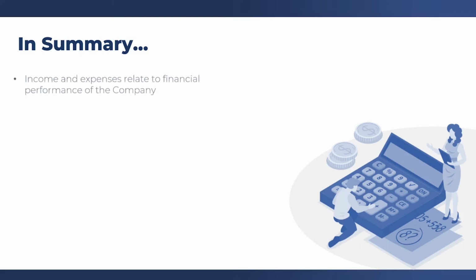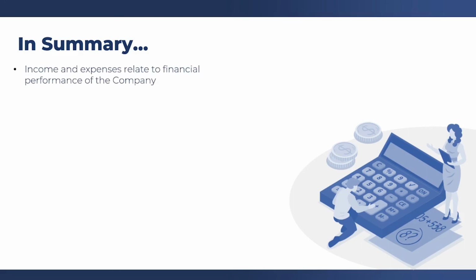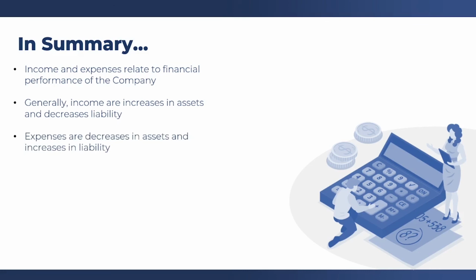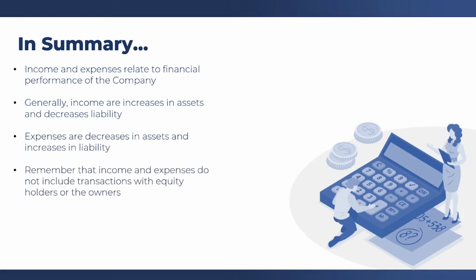In summary, income and expenses relate to the financial performance of the company. Generally, income is increases in assets and decreases in liabilities. And expenses are decreases in assets and increases in liabilities. Also remember that income and expenses do not include transactions with equity holders or the owners of the business.